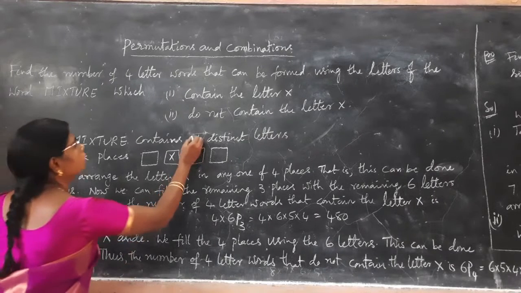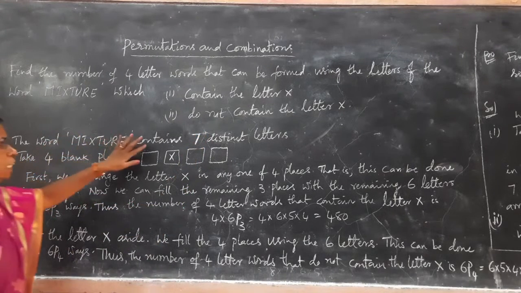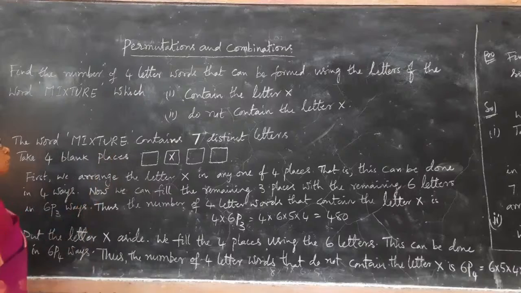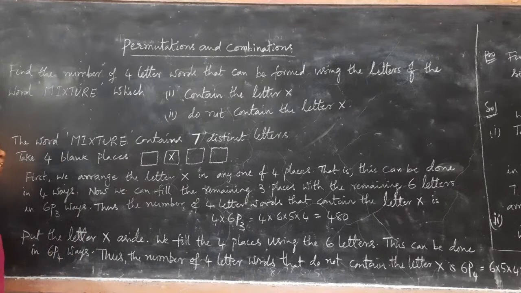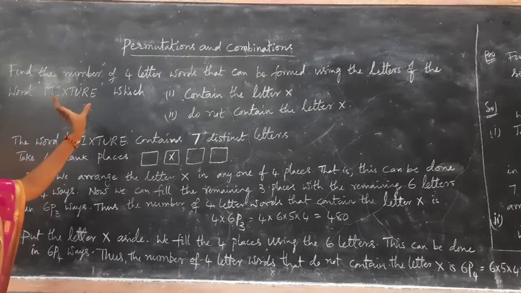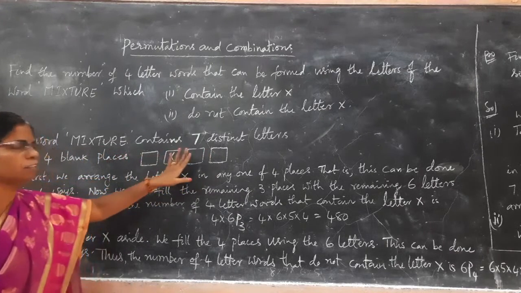So first of all, see here, the word MIXTURE contains 7 distinct letters: M-I-X-T-U-R-E. All 7 letters are distinct. If some letters are the same, we will discuss such situations later. Now all are distinct. Because we need 4-letter words, we take 4 blank places.